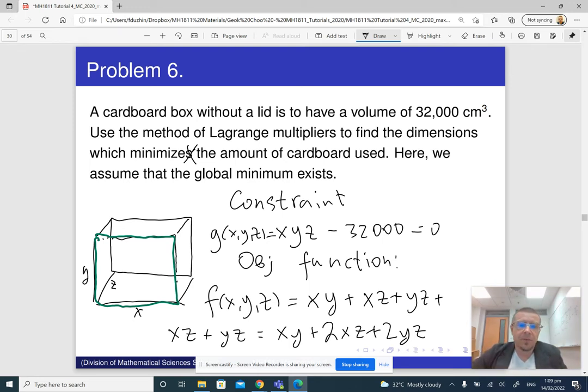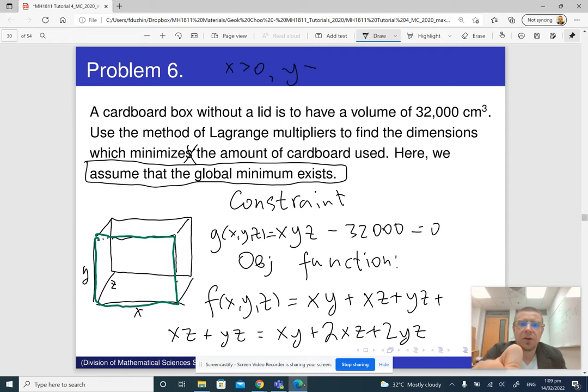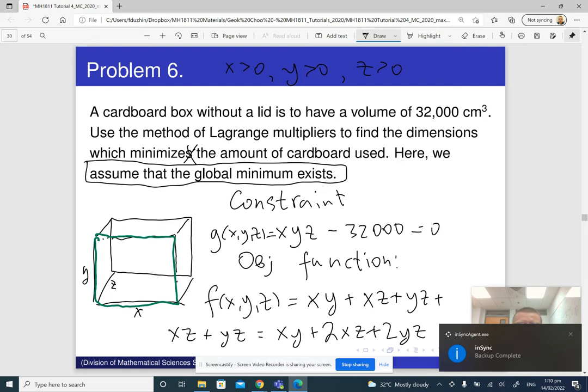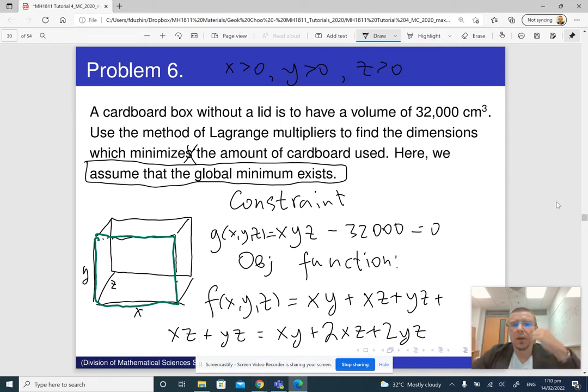All right, so now notice that we assume that the global minimum exists, so we do not have to prove it. And believe me, it is kind of tricky here, so we just take it for granted. Another thing worth mentioning is that we are working with a real physical box, which means that x should be positive, y should be positive, and z should be positive. They are dimensions of the cardboard. So when we solve the system of equations, we can just apply these inequalities. All right, I hope it makes sense.